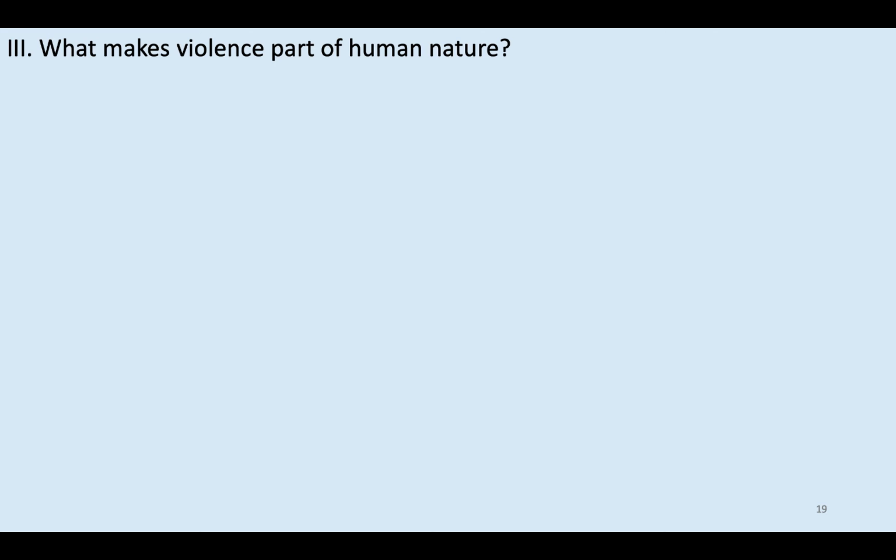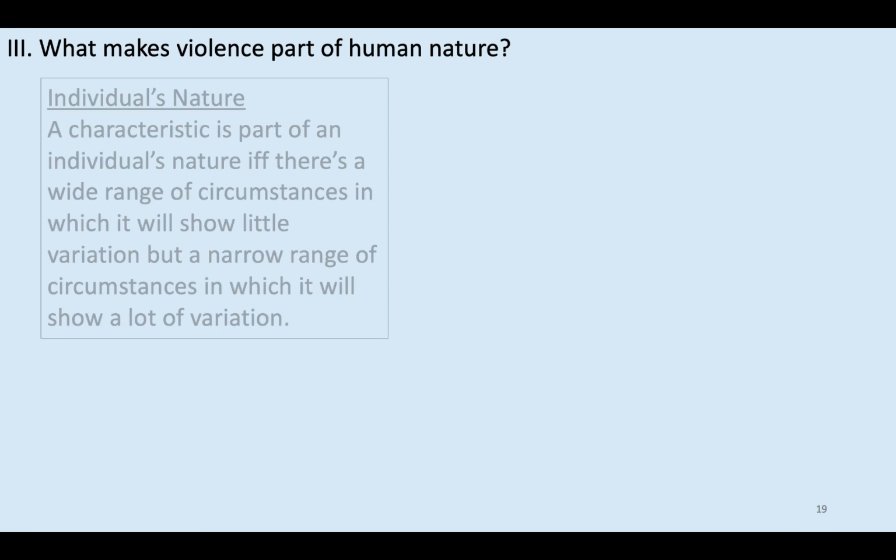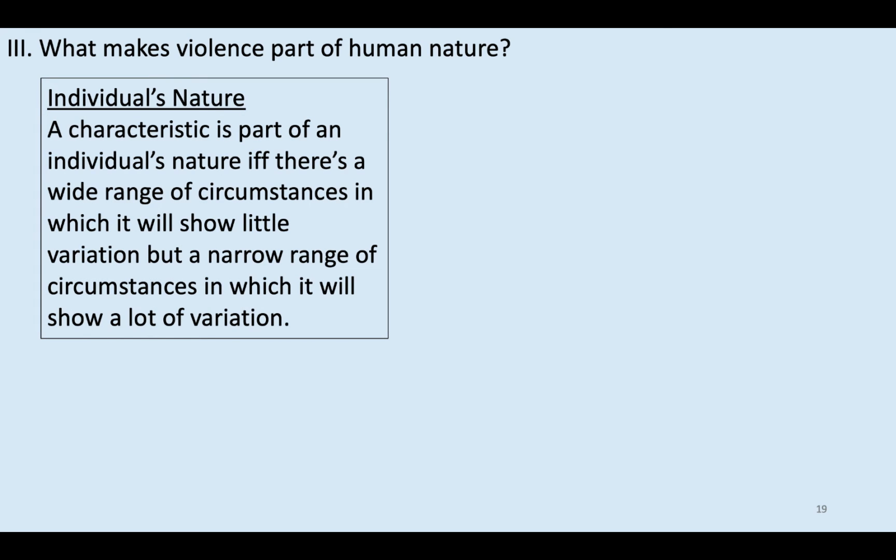Okay, let's put these two together. That is our specification of what it is for a characteristic to be part of an individual's nature, and our specification of what it is for a characteristic to be part of a species' nature, together to get a sense of what we mean when we say that violence is part of human nature. So, according to the first specification, a characteristic is part of an individual's nature if and only if, that's what the IFF stands for, if and only if there's a wide range of circumstances in which that characteristic will show little variation, but a narrow range of circumstances in which it will show a lot of variation. This is the specification we talked about in the previous video.